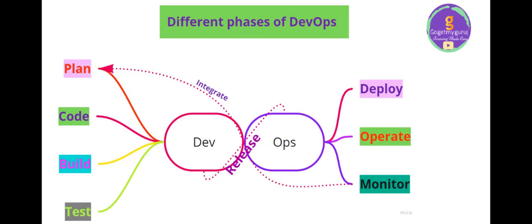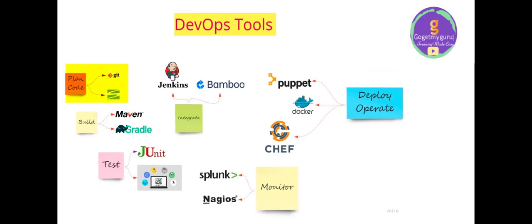Next, we'll move to the tools which are used in DevOps. In the planning and coding phase, Git and SVN tools are used. For the build phase, Maven and Gradle are used. In the testing phase, Selenium and JUnit tools are used. And for the deploy and operate phase, Puppet, Docker, Chef tools are used.